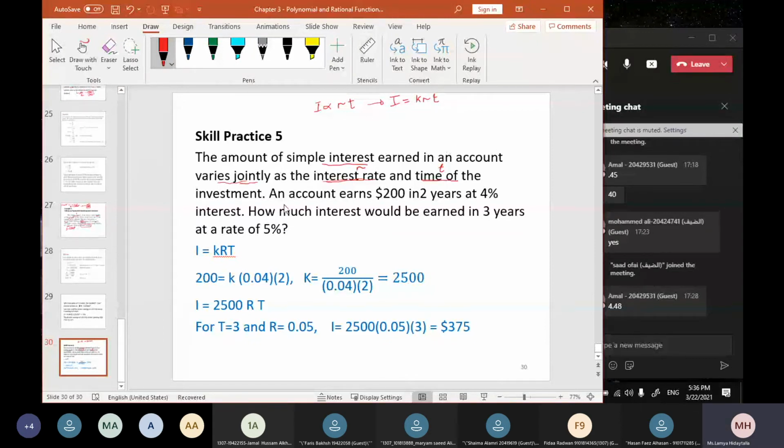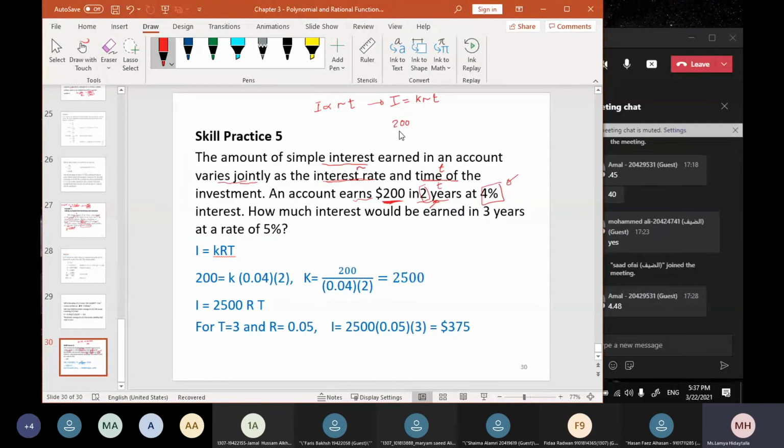Okay. An account earns $200, meaning the interest, or the profit, was 200, in 2 years, when the rate was 4%. So if you went to a bank, your interest was 200 on a certain amount of money, and this happened after 2 years, with the bank giving you a rate of 4%. The rate I've been given is 4%.